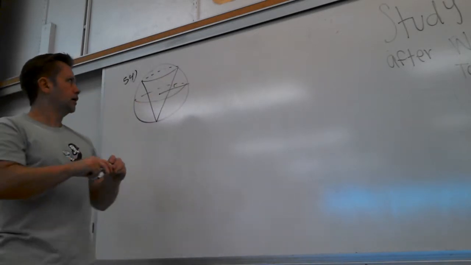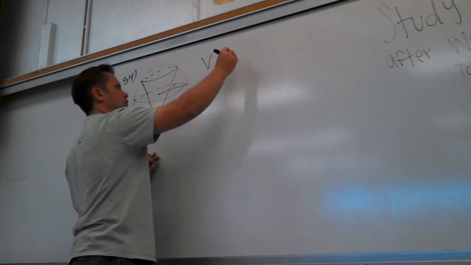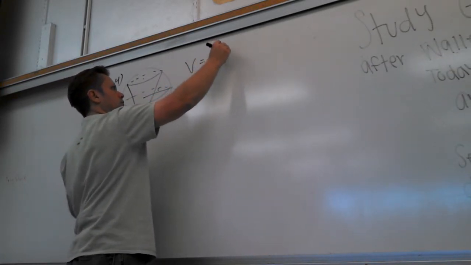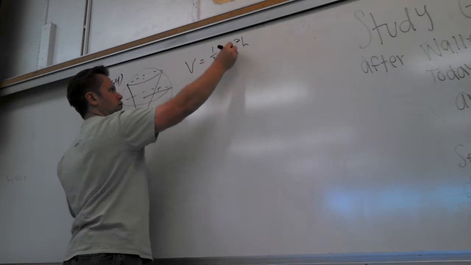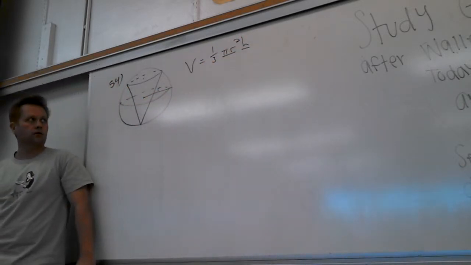And so I need a radius of the cone, because what's the volume of a cone? 1/3 pi r squared h. Circle repeated this much time, and then cut it in thirds, so you cut that out of the cylinder.